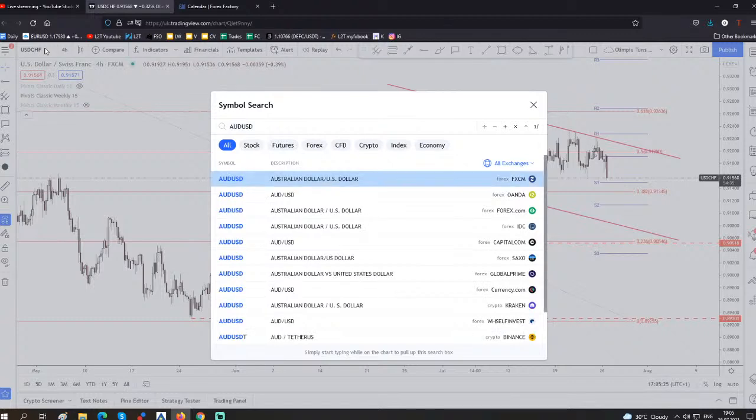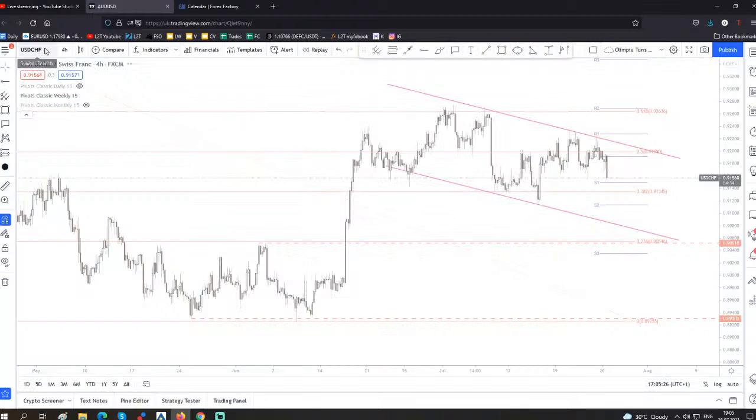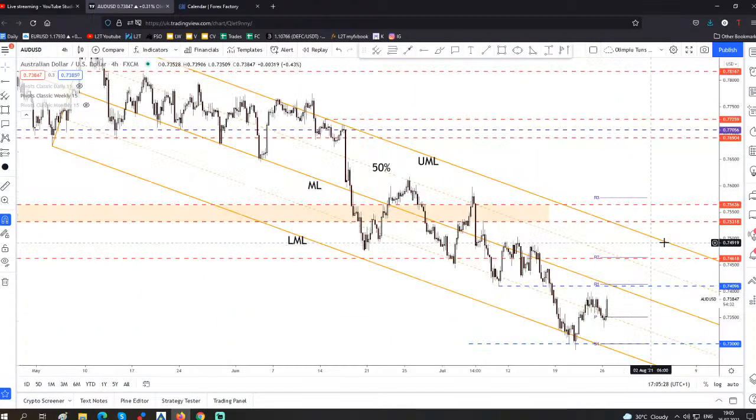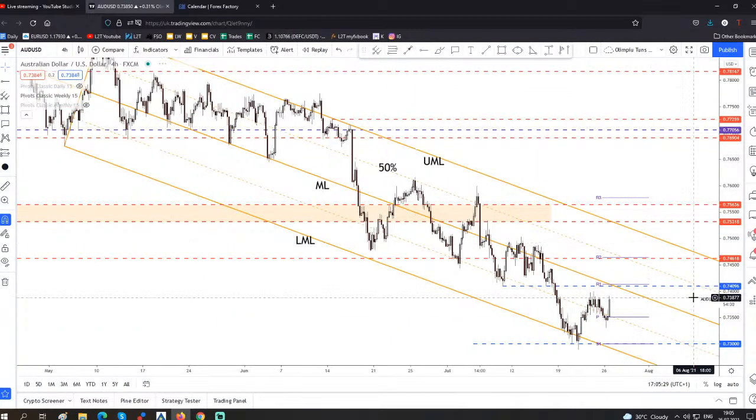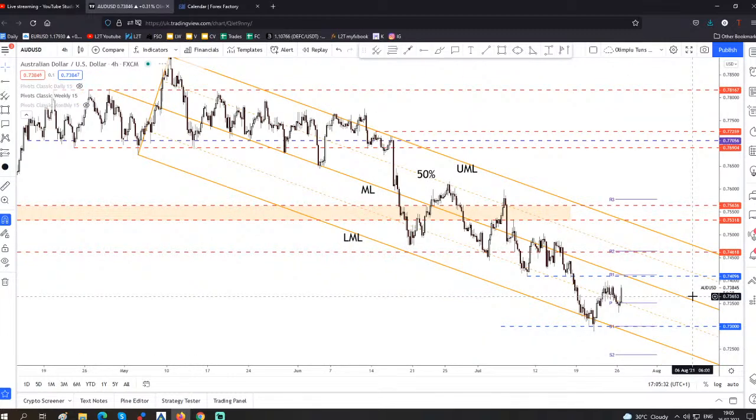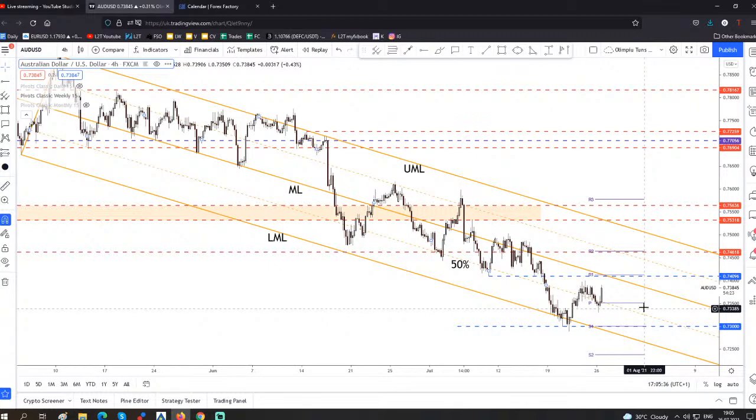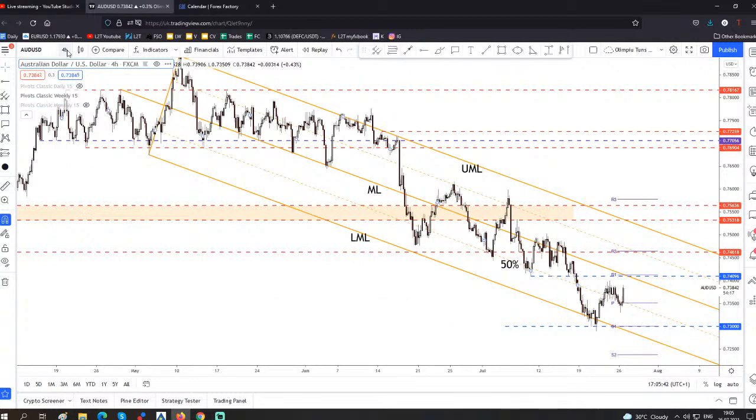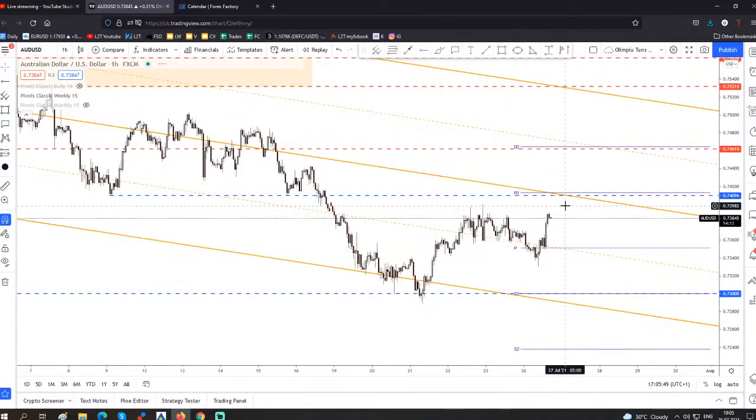Australian dollar versus the US dollar. A nice rally right now after retesting here the downside 50% Fibonacci line, also the weekly pivot point, but we don't have something really good here right now. Personally, I don't want to buy maybe this pair from here, because we are right below these immediate strong resistance levels.